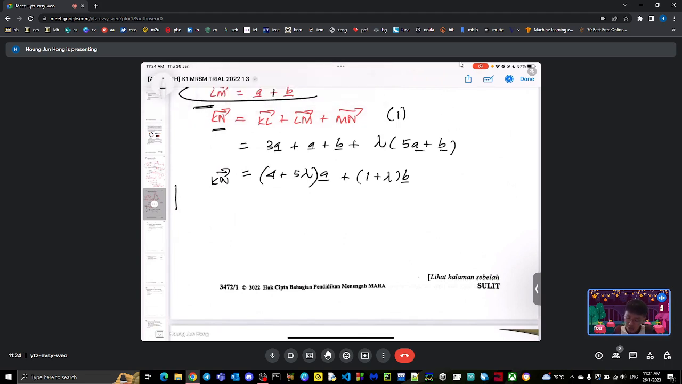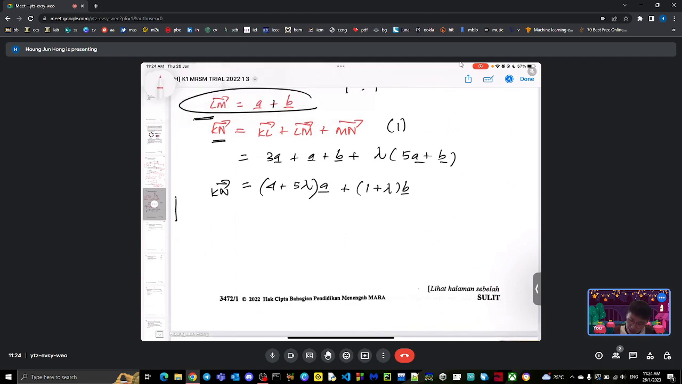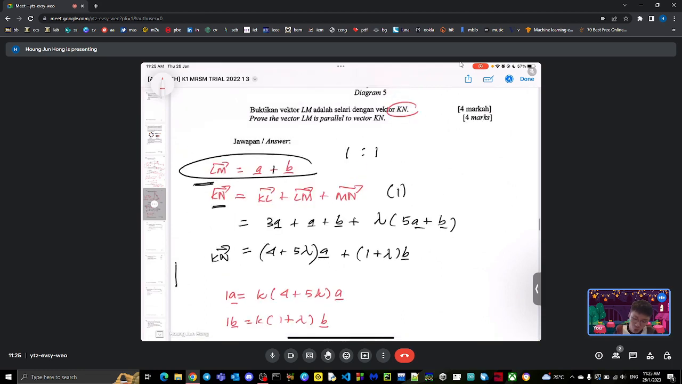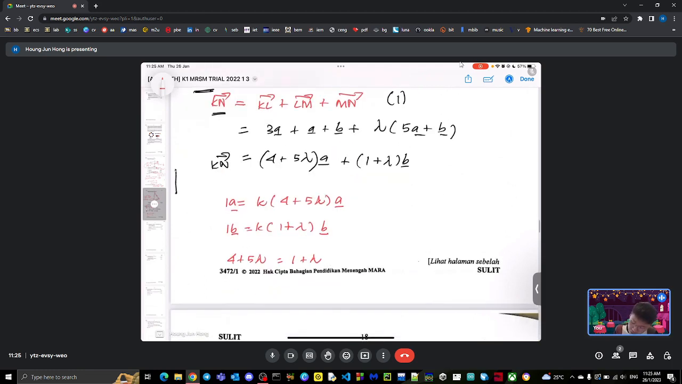Or in other words, you can say that 1A is k something A, and 1B is also k something B. If you divide both equations, you will also end up with the same thing, which is that 4 plus 5 lambda should be equal to 1 plus lambda, so that they can form the ratio 1 to 1. So now let's solve this equation.